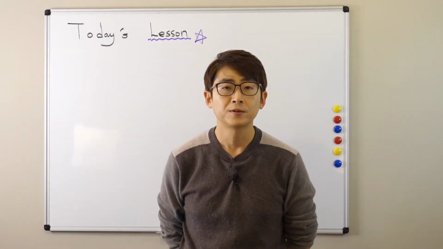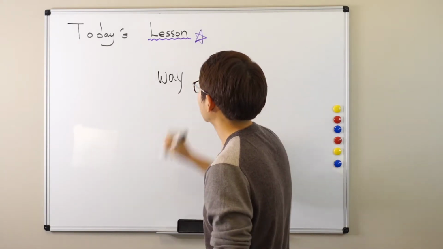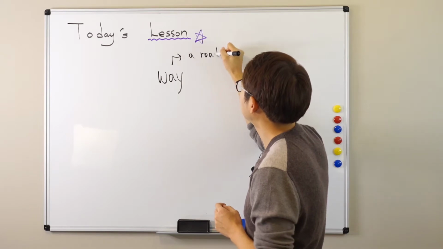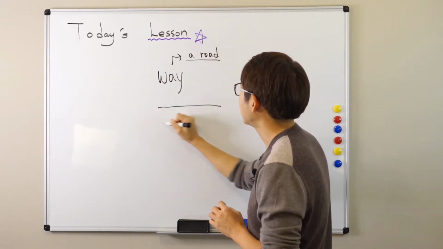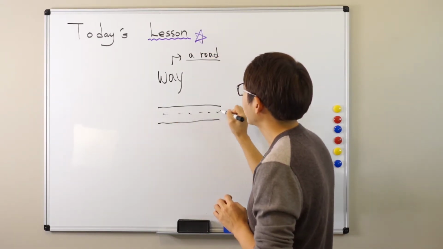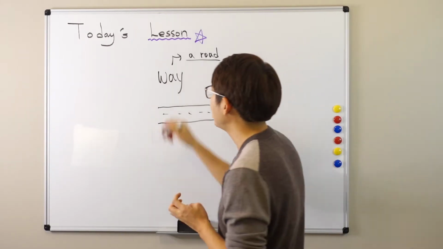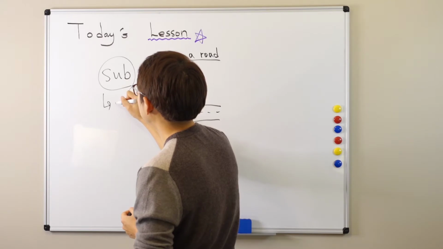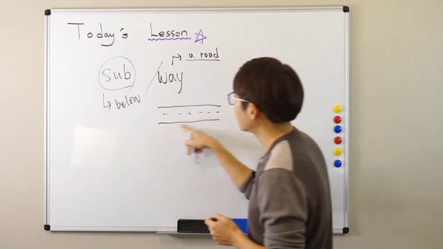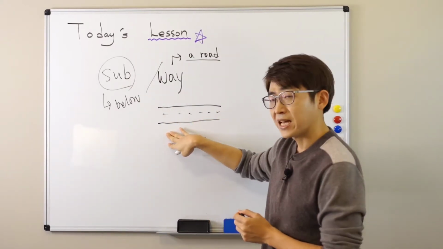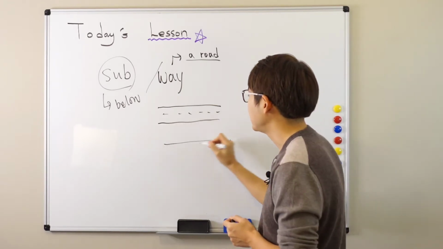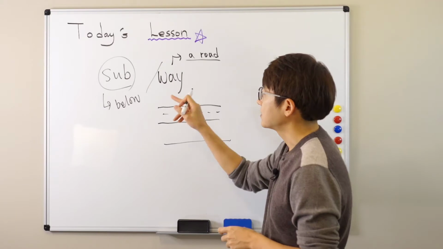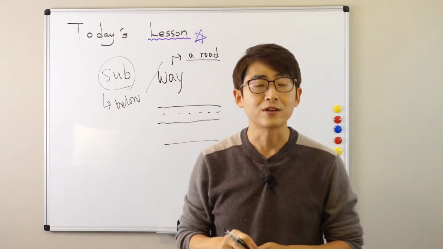The first example is way, and this is pretty straightforward. A way is a road. So like you're going on a way to something, right? And when we put sub in front of this one, it has the meaning of below. So we have a road, and beneath that we have another road, and we use that word subway to describe that. So subway, that's pretty straightforward.